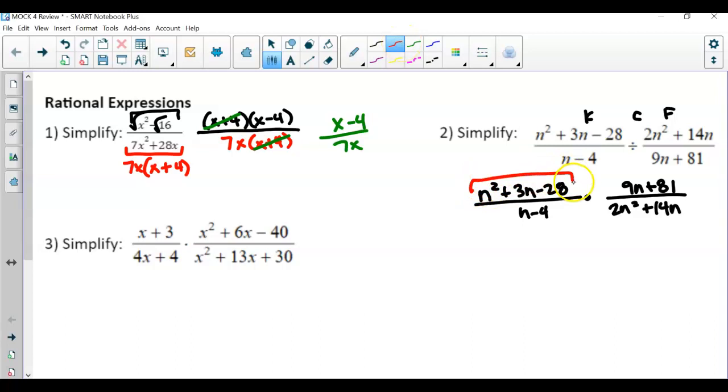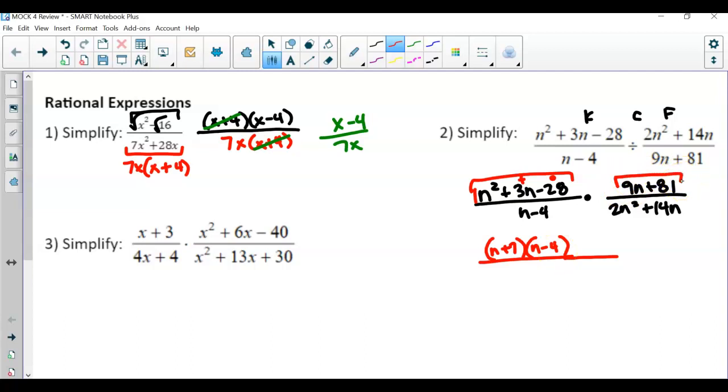So here with the trinomial, you're going to go right into the parentheses because n squared is by itself. It has that coefficient of 1. A is 1. So the numbers here that multiply to get negative 28 but add to get 3 are positive 7 and negative 4.